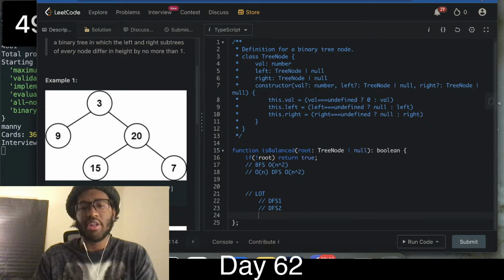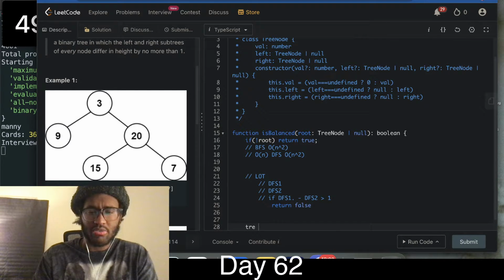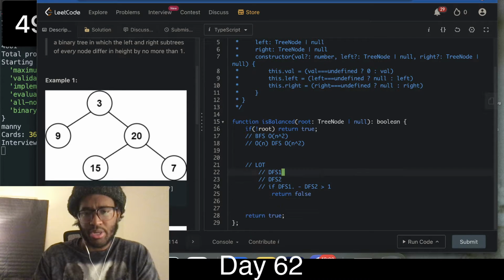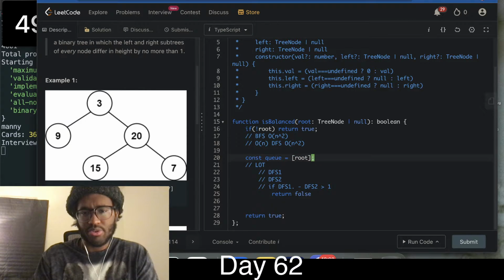DFS 2, right? And we'll say if DFS 1 minus DFS 2 is greater than 1, we want to return false. Otherwise, we can return true down here. So to do that level order traversal, we'll use a queue with the root to start.